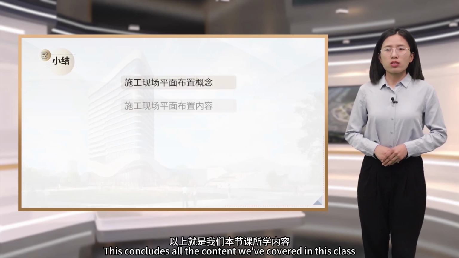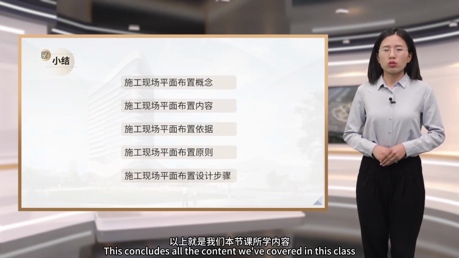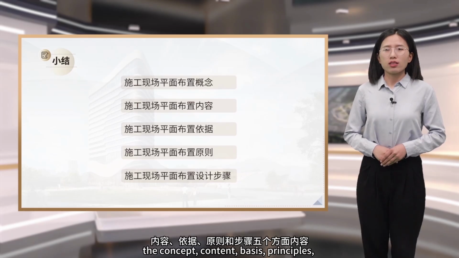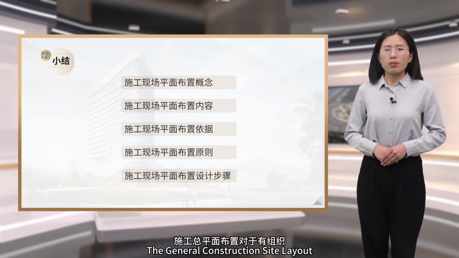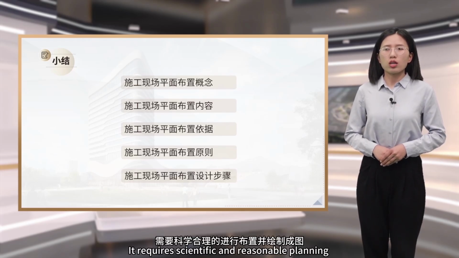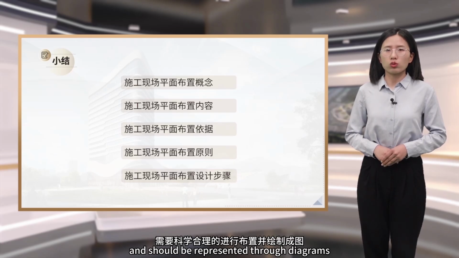This concludes all the content we've covered in this class, mainly including 5 aspects: the concept, content, basis, principles, and steps of construction site layout. The general construction site layout plays an important role in organized, orderly, and safe construction. It requires scientific and reasonable planning and should be represented through diagrams.